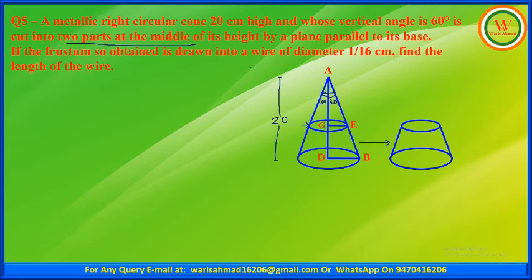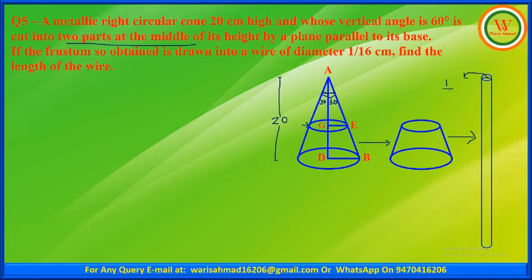This frustum is drawn into the wire of diameter 1 upon 16 centimeter. The diameter of this wire is given 1 upon 16 centimeter. So we can write here 1 upon 16 centimeter is the diameter of this wire. Since the diameter of wire is 1 upon 16 centimeter, hence the radius will be equal to 1 upon 32 centimeter. Here we have to find the length of the wire.